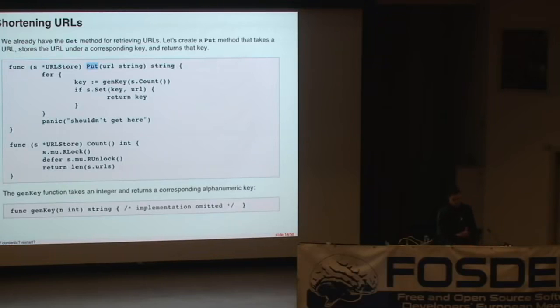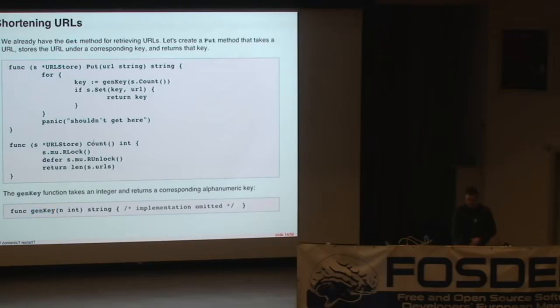The way we'll generate the key, the way most URL shorteners work, is that you take some base, like base 63 is a common one, where you have upper and lowercase alphanumeric characters and 0 to 9, and you just take an integer and then convert it to that base. So I have this function gen key, which does exactly that. But I'm not going to show the implementation of that here.